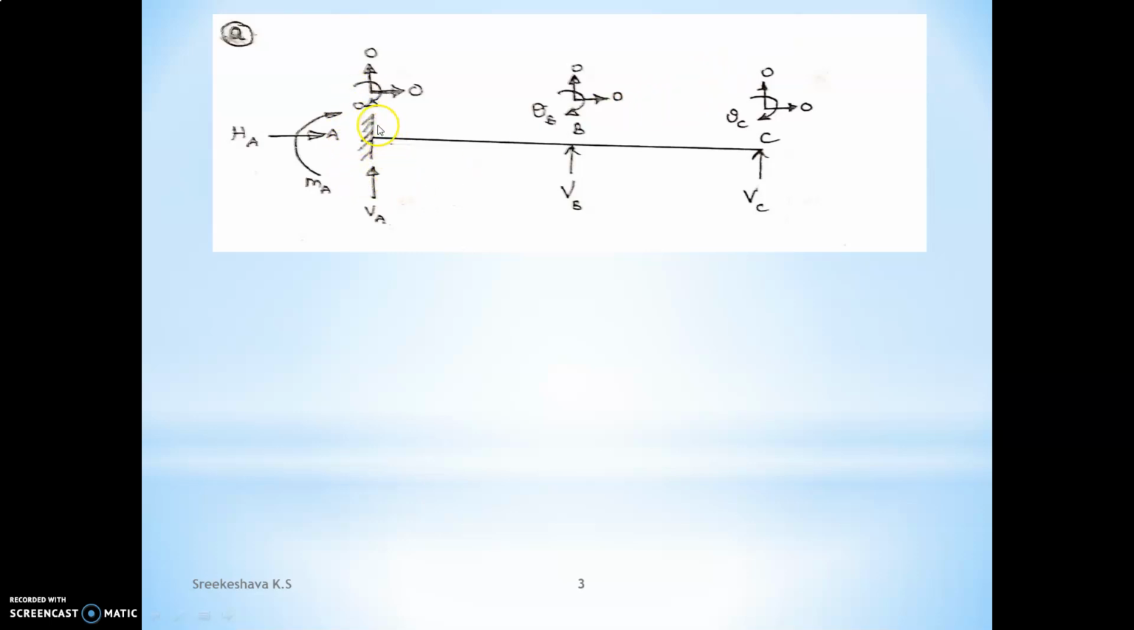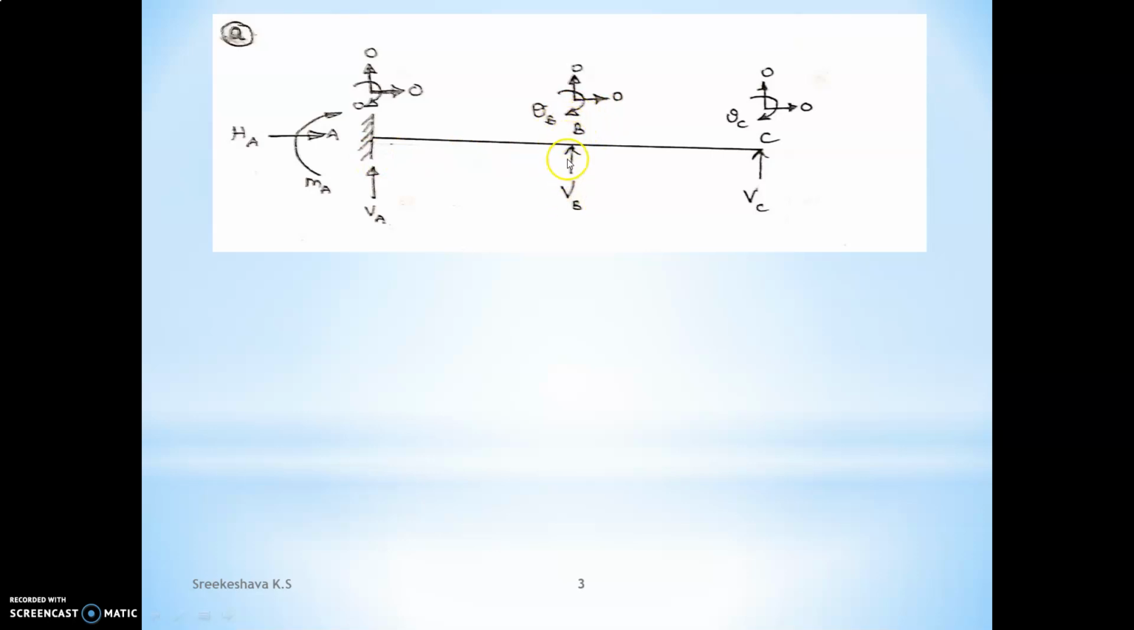A has a fixed support. Fixed support will develop horizontal reaction, moment, as well as vertical reaction. Because of this vertical reaction, there is no vertical displacement, so here 0. Because of this horizontal reaction, there is no horizontal movement, 0. Because of this moment, the rotation is also 0. The rotation is resisted by this moment, the horizontal displacement is resisted by this reaction, and the vertical displacement is resisted by the vertical reaction. Let us move on to support B.